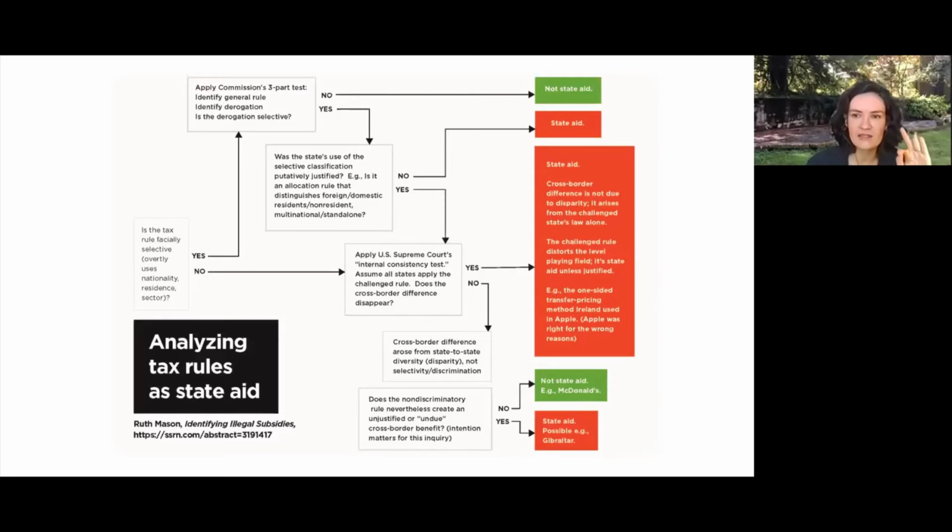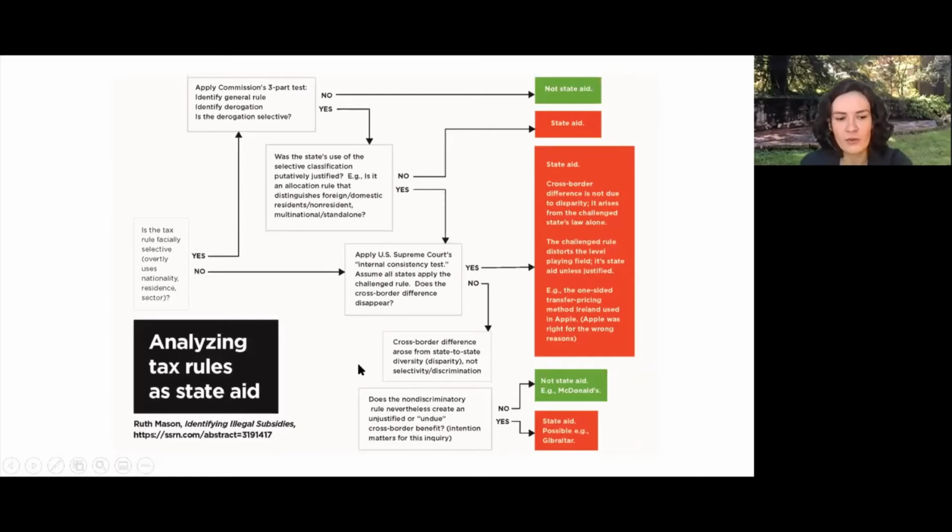It needs to recognize that it's not about maintaining level private competition. Instead, it is about competition among the states through their tax systems. And then you'd need something like an undue benefit. You can't benefit companies too much, even if you do it in a fashion that is non-discriminatory. And that would be the way to get at Gibraltar.